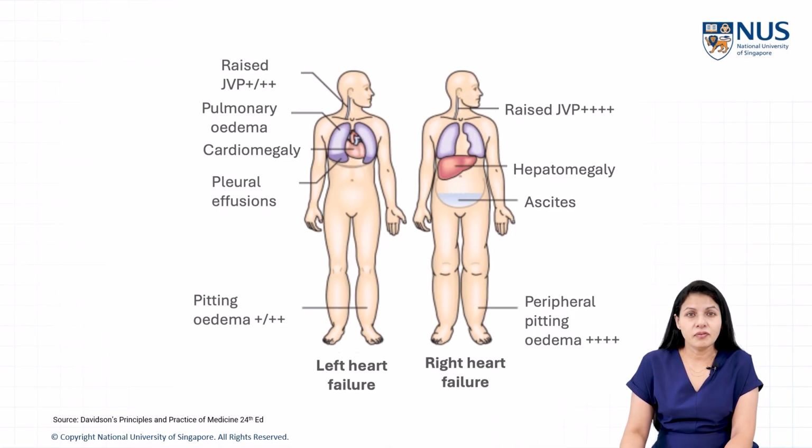In left heart failure, the predominant feature is pulmonary edema and pleural effusions. Also, the patients have peripheral edema from activation of the renin-angiotensin-aldosterone axis. In right heart failure, the prominent feature is systemic venous congestion, which is manifested as elevated JVP, hepatomegaly, ascites and peripheral edema. These patients generally do not have pulmonary edema.